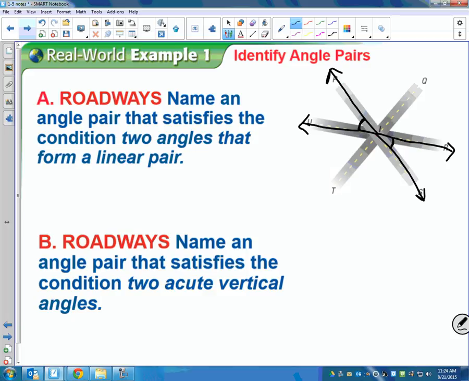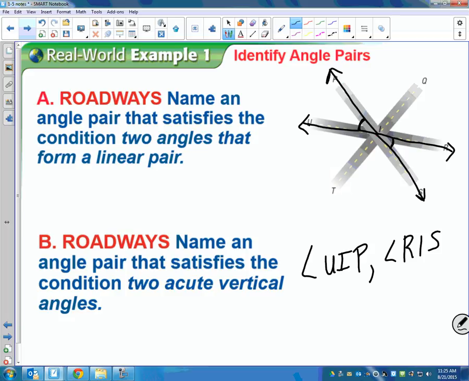Name an angle pair that satisfies the conditions of two acute vertical angles. You could say angle, and remember that when you label an angle, the vertex has to go in the middle. So UIP and angle RIS. That's not the only pair, but that works. Yes, PIU and SIR are exactly the same. Right, the I just has to be in the middle.